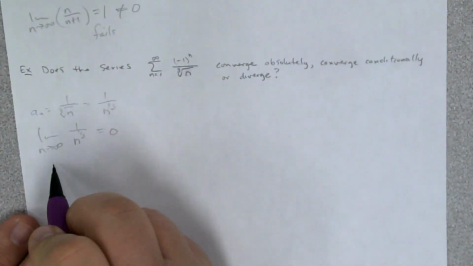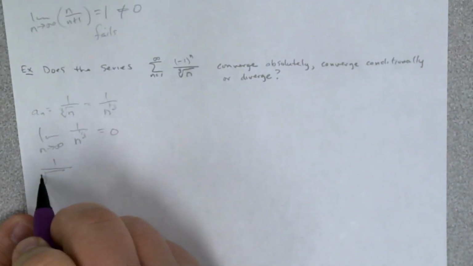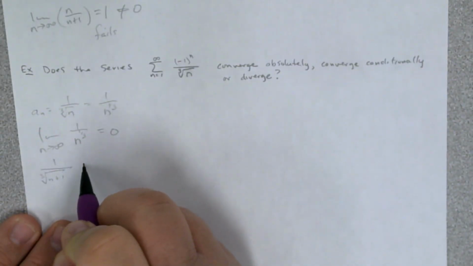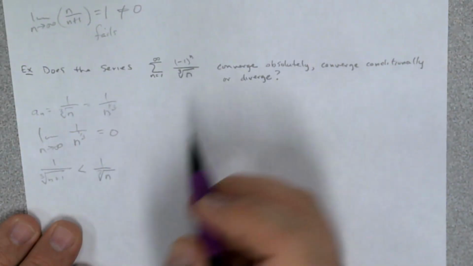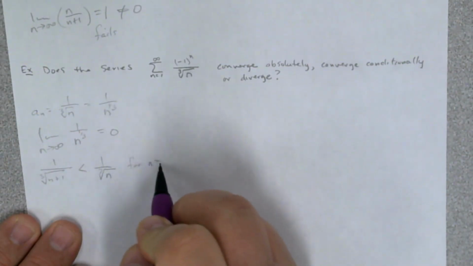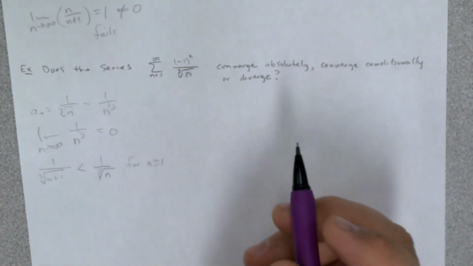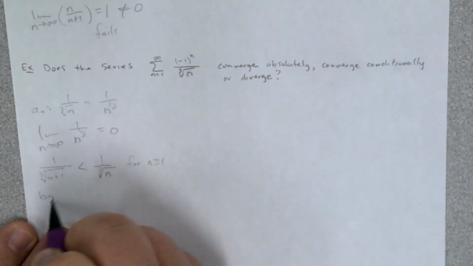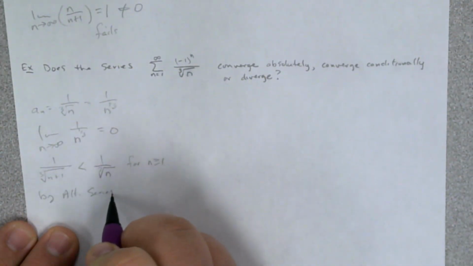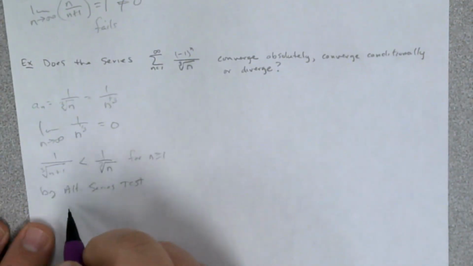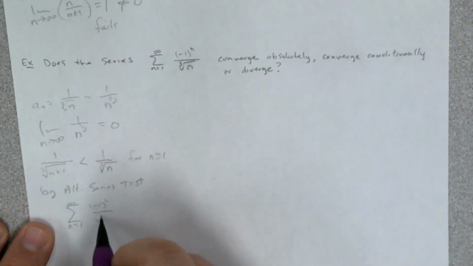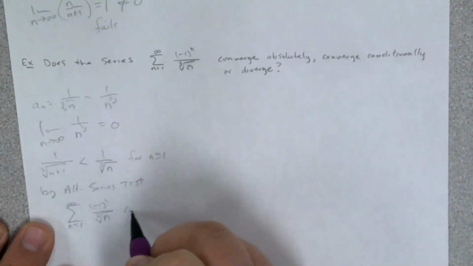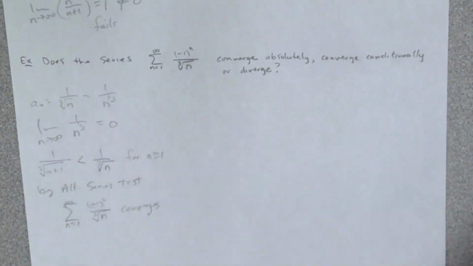Is the next term, n plus 1, smaller than the previous one? And for values greater than or equal to 1, it is. So we know by the alternating series test that this series right here, n equals 1 to infinity of -1 to the n over the cube root of n, converges. Okay, so we know that.